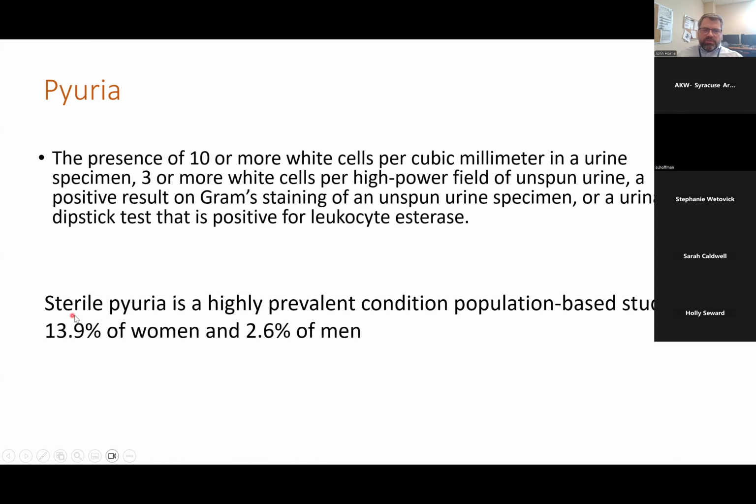Is that important? You can have sterile pyuria, which is the presence of white cells in the urine without having any bacteria, since it's sterile. And this is also something that's common. So about 14% of women and about 3% of men have white blood cells in the urine. And the question here is, is that important?